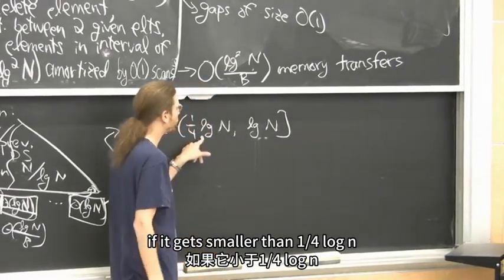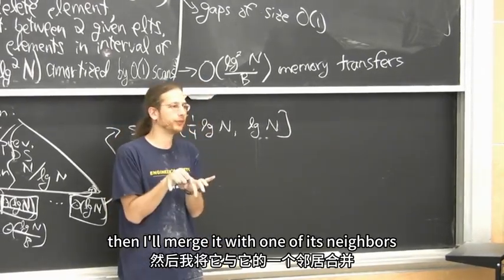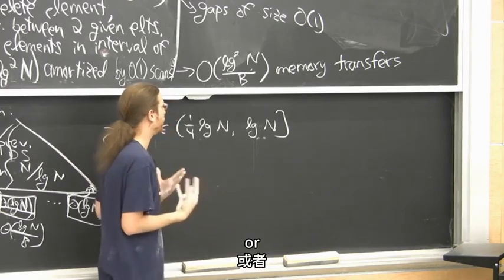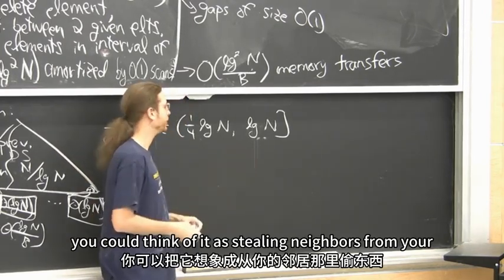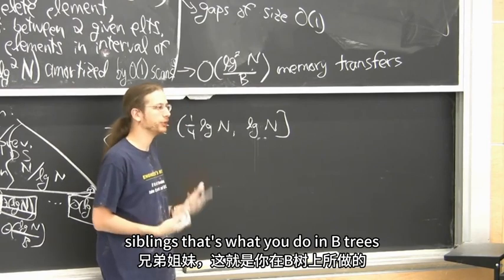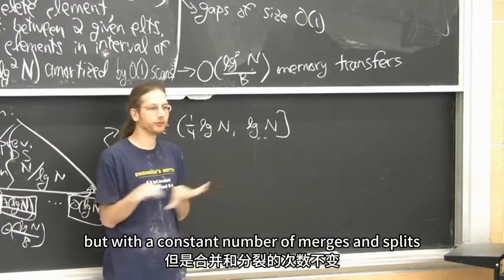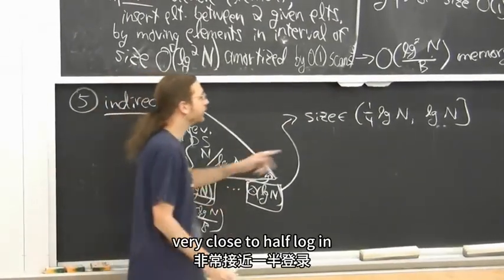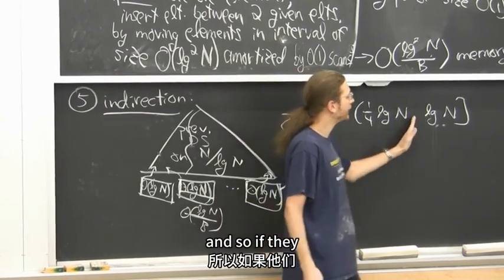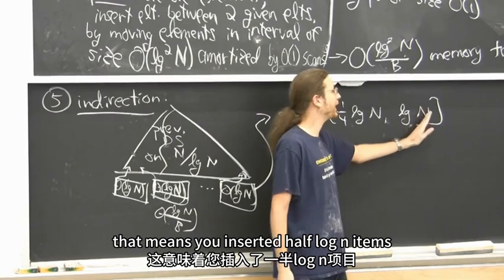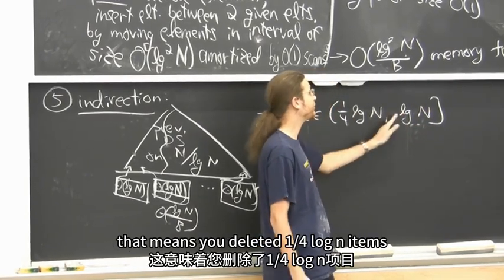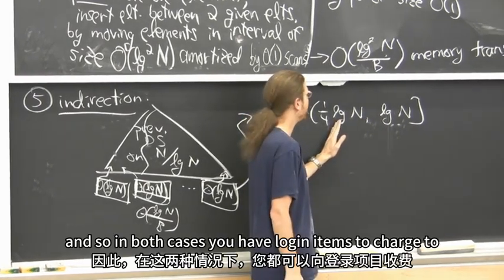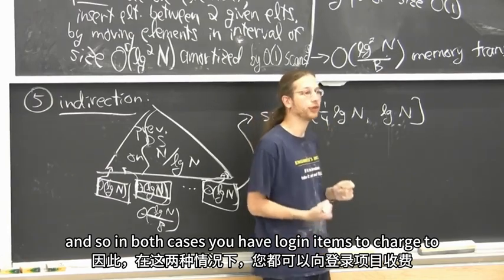If it gets smaller than 1/4 log n, then I'll merge it with one of its neighbors and then possibly have to resplit it. Or you could think of it as stealing from your siblings. That's what you do in B trees. But with a constant number of merges and splits, you can restore the property that these blocks have sizes very close to half log n. So if they end up getting full, that means you inserted half log n items. If they ended up getting empty, that means you deleted 1/4 log n items. And so in both cases, you have log n items to charge to.